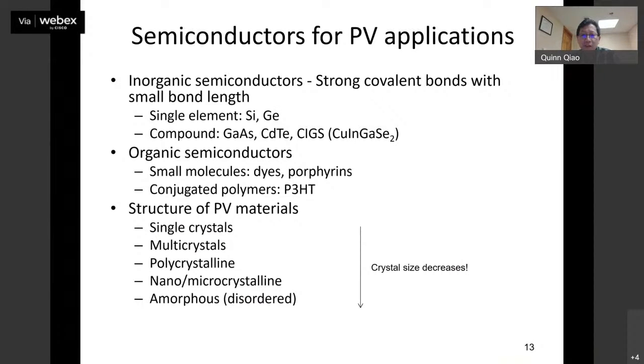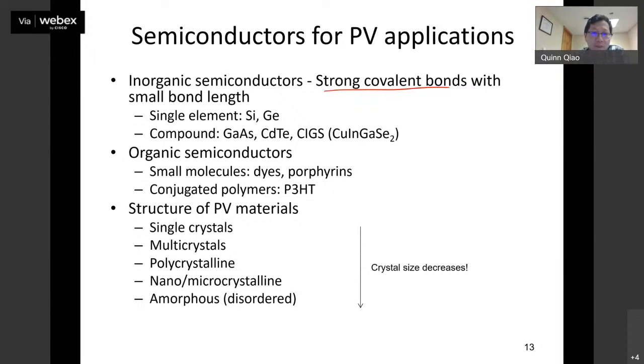So the semiconductors for PV applications, as we just mentioned, include inorganic ones, typically with covalent bonds between them. Some may have ionic bonds, but typically it's covalent bonds, okay? Ionic bonds hold electrons so strongly that you don't have delocalization. That's why ionic bonds are not often used for semiconductors.